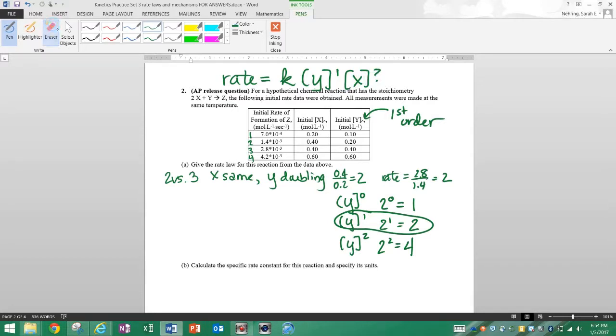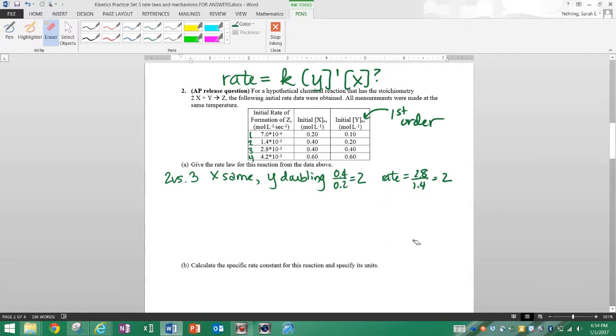Okay, I'm going to erase this and make some room. If we're trying to figure out x, that's a little bit more annoying because there are no two experiments in which the concentration of y stays the same. In reality, if we were doing it, we'd probably set this reaction up a little bit differently, but this is the data set we are given. So what can we do? Well, let's compare experiments 1 versus 2. If we look at experiments 1 versus 2, you'll notice that x doubles and y doubles.